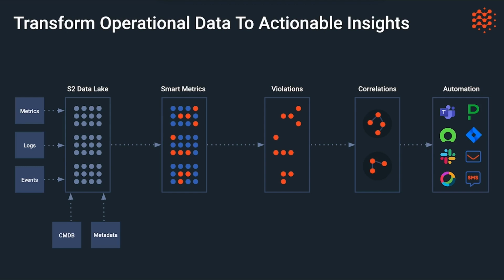As our first step, we're going to collect the telemetry, metrics, logs, and events, and we're going to pull that data into our data lake. Along the way, we're going to pull in any CMDB data that may be available, along with any sources of metadata that may be relevant, including topological data, if present. Now, once we have the data flowing into the system, we're going to analyze it.